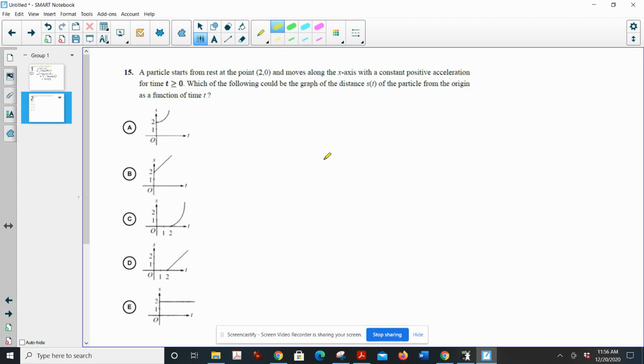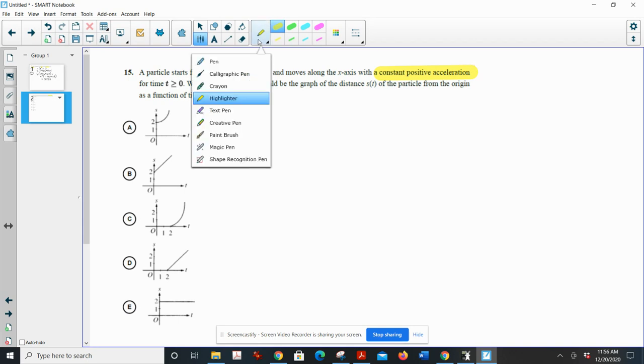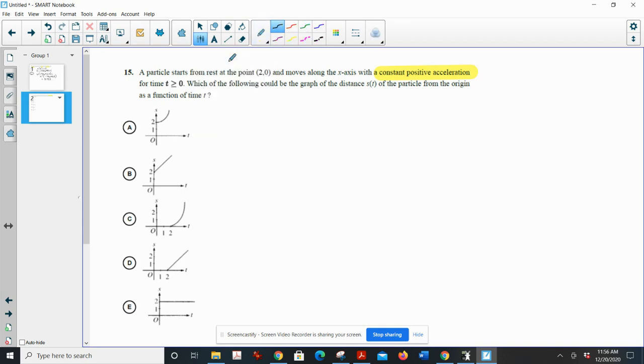Okay, and here's number 15. Want to point out something really important. Highlight these words: constant positive acceleration. So a particle starts at rest at the point (2, 0) and moves along the x-axis with a constant positive acceleration for time t greater than or equal to 0. Which of the following could be the graph of the distance or the position of the particle from the origin as a function of time t?